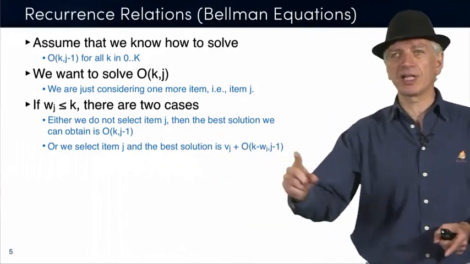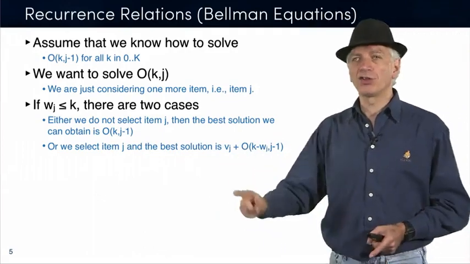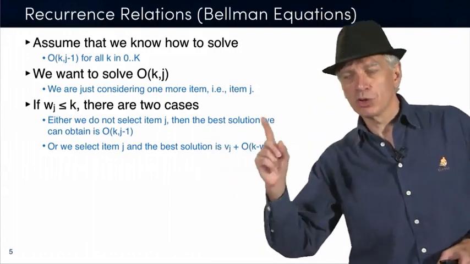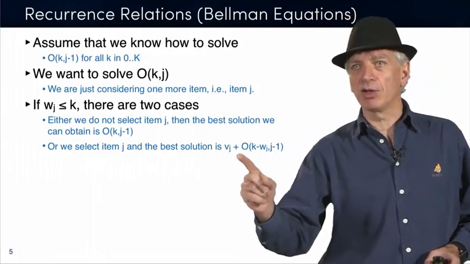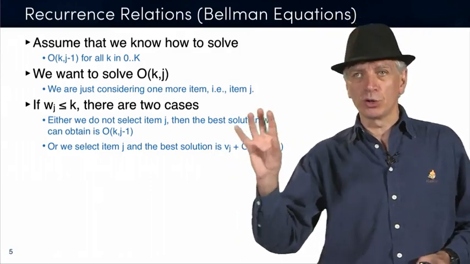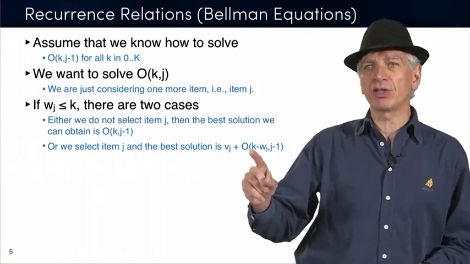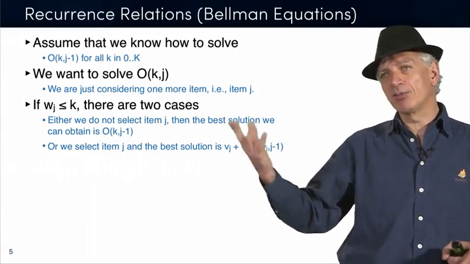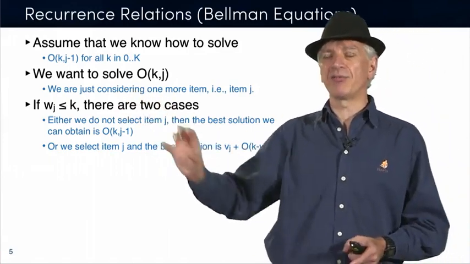Let me start again. It's the value Vj, which is the value of the item, and then you call this oracle recursively, with the capacity K minus the weight of the item Wj, and then obviously j minus one item. And so these are the two things that you can do if the item fits in the knapsack.